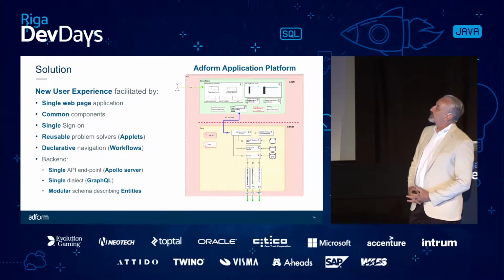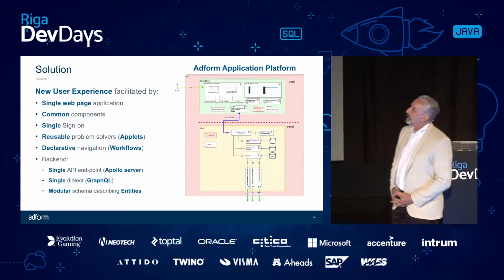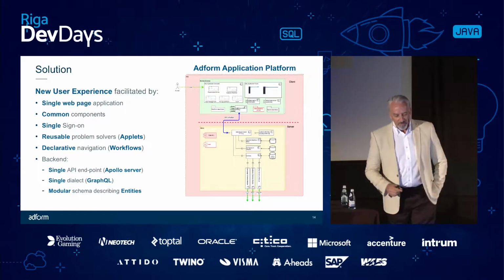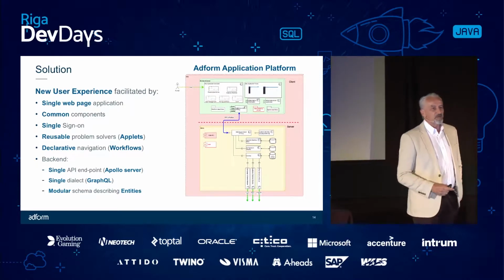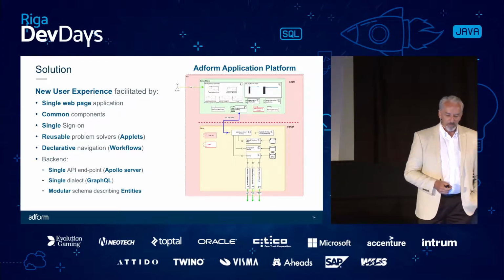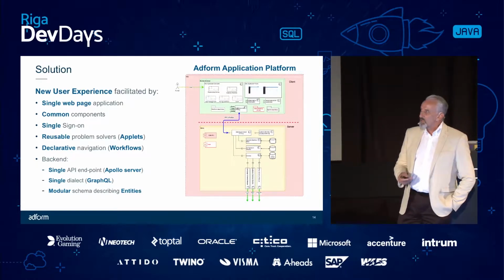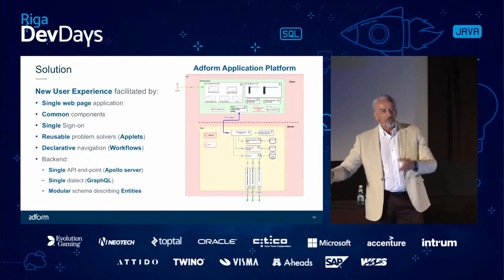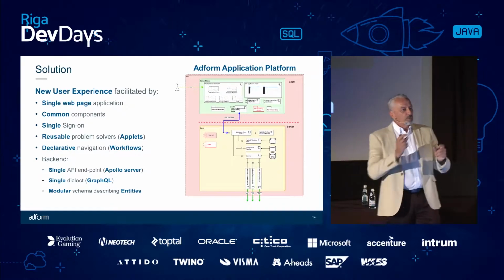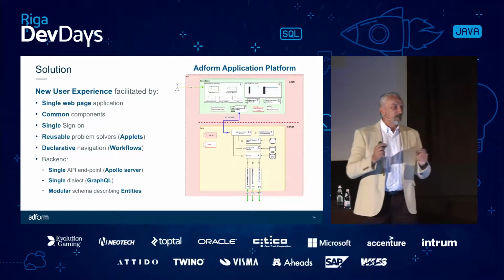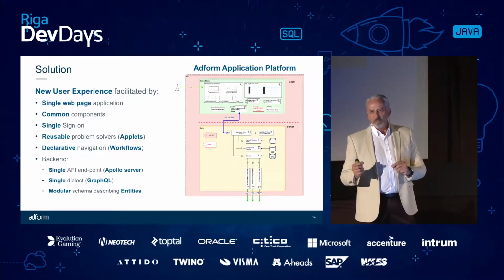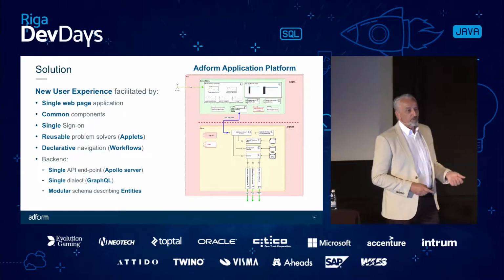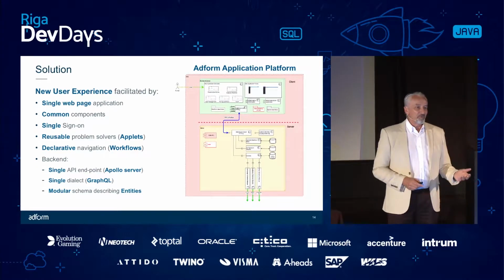On the right-hand side, you'll see almost a component diagram. It's not quite standard UML, but it's been refaced so that the untechnical people can look at it and recognize components. The first thing we wanted was a single web page application. Instead of having multiple page loads with all of the costs of doing that, we wanted to reload parts of the page as demanded by the user, lazy load them into a single web page application. Common components. A single sign-on, for crying out loud.